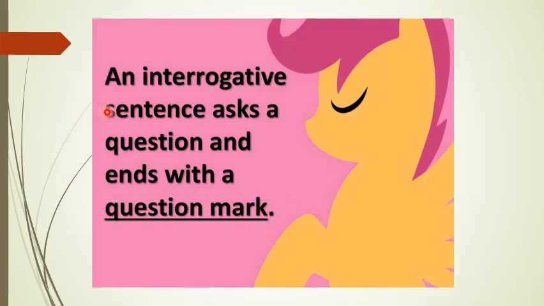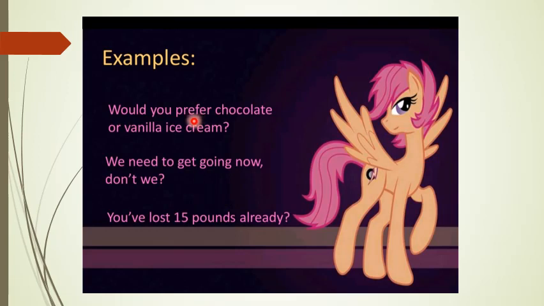Okay, what is an interrogative sentence? Interrogative sentence means it is a sentence that asks a question and ends with a question mark. Examples for interrogative sentence are: would you prefer chocolate or vanilla ice cream? Question mark. We need to get going now, don't we? Question mark. You have lost 15 pounds already? Question mark.